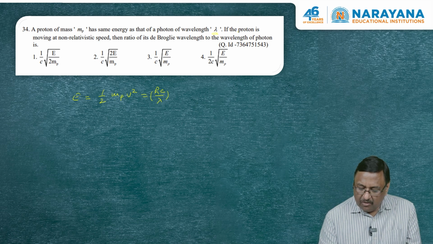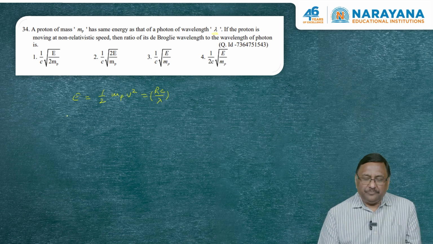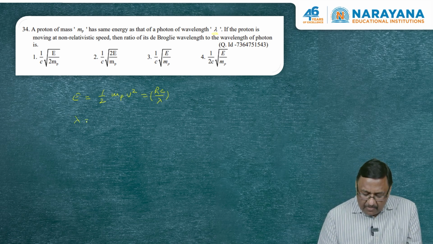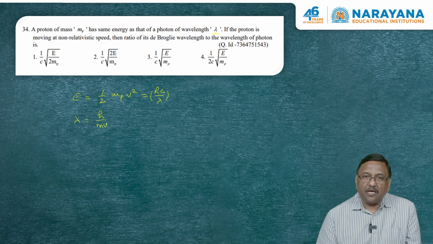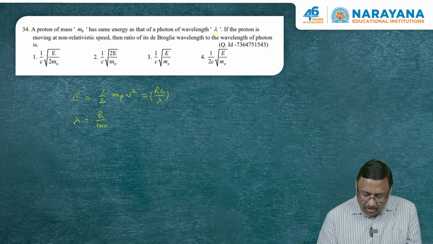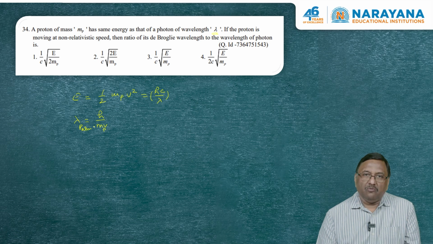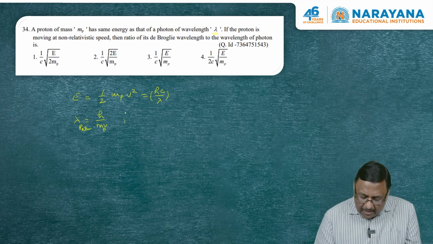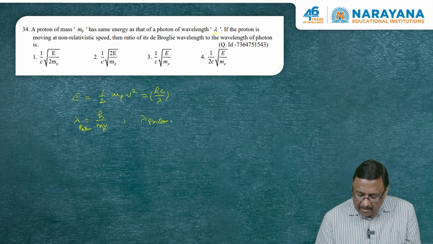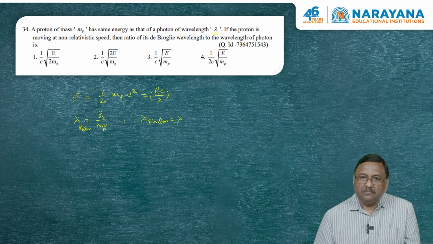If I write lambda, you know very well the de Broglie wavelength lambda is given by h divided by momentum, that is mv. I am talking about lambda of the proton, so I will write the mass of the proton into velocity. The lambda of the photon is already given to us, and we are writing it as lambda, no issue.